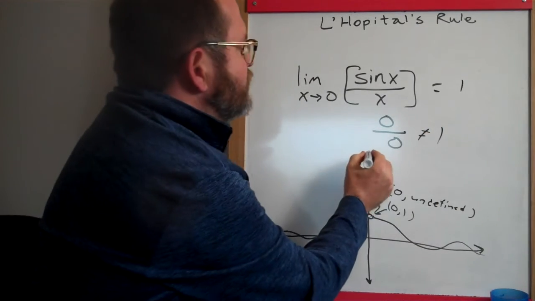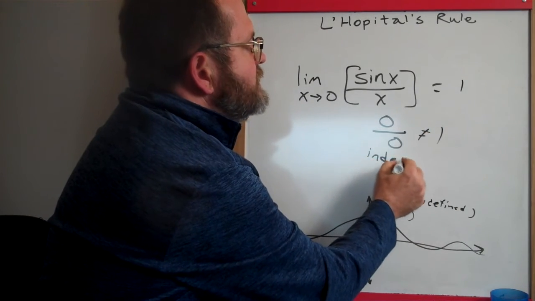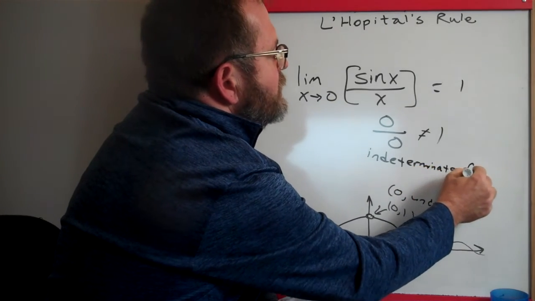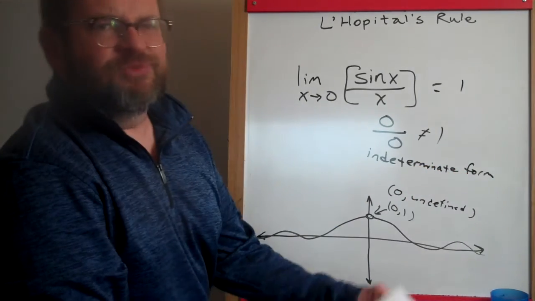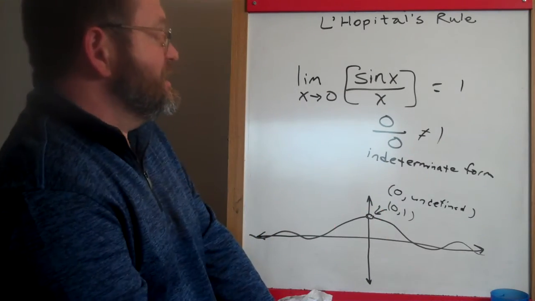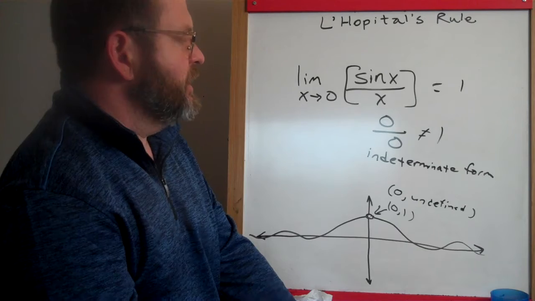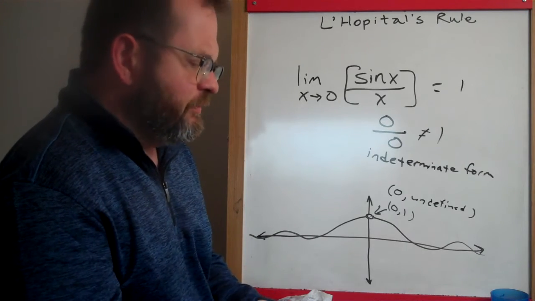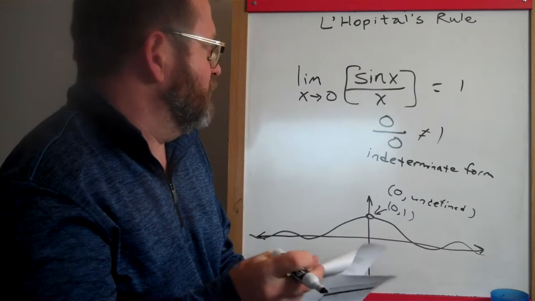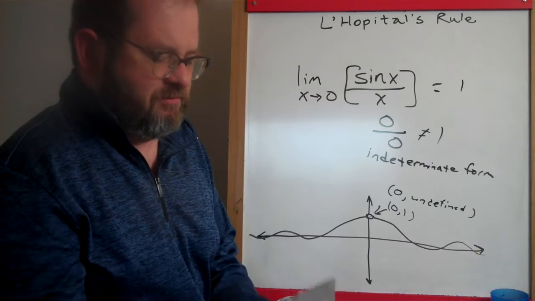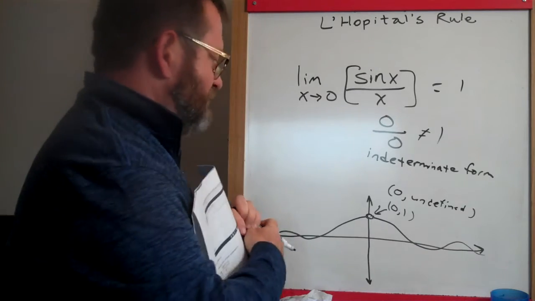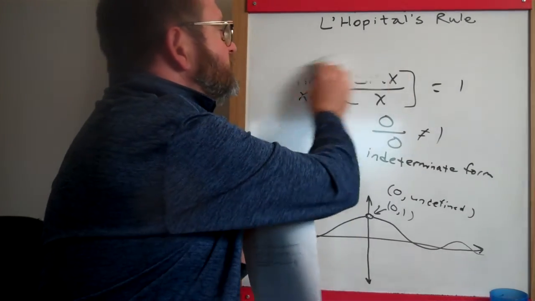This is what's called an indeterminate form. No one really knows what 0 over 0 is, and yet we can tell by just looking at it that in this case it's going to be equal to 1. Turns out that in these situations with indeterminate forms, like if I just evaluated that limit, it would be 0 over 0, this is where L'Hôpital's rule comes into play.